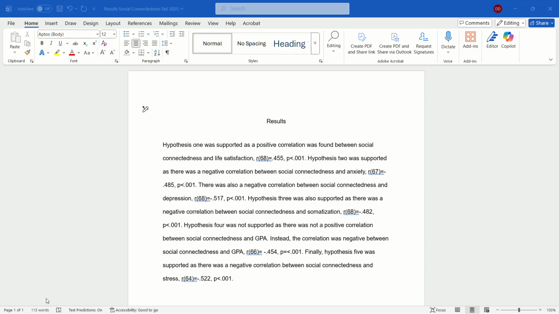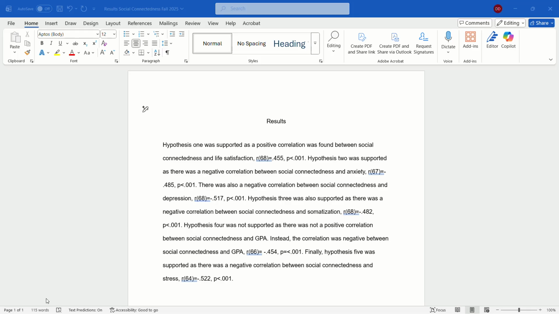Hypothesis 1 was supported as a positive correlation was found between life satisfaction. So that was found that supported hypothesis 1. Hypothesis 2 was supported as there was a negative correlation between social connectedness and anxiety, negative 0.485. There was also a negative correlation between social connectedness and depression, negative 0.517. Hypothesis 3 was also supported as there was a negative correlation between social connectedness and somatization, negative 0.482 here.